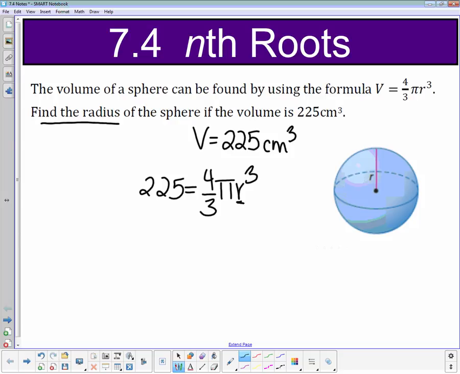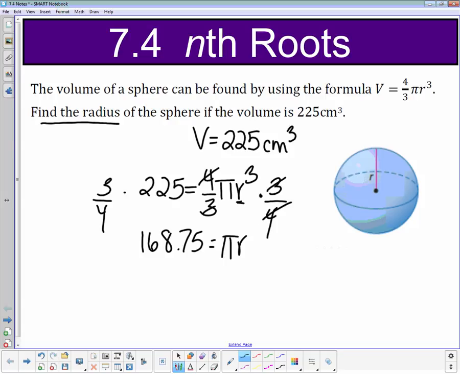All right, so we're trying to solve for r. So the first thing we're going to do is multiply both sides by 3 over 4. This is going to cancel to 1 over here. So 3/4 times 225 is going to give us 168.75 is equal to pi r cubed. Still trying to get that r alone, so we'll divide by pi. So once we divide 168.75 by pi, you can just place this into your calculator. You'll end up getting around 53.7, which is equal to our r cubed.